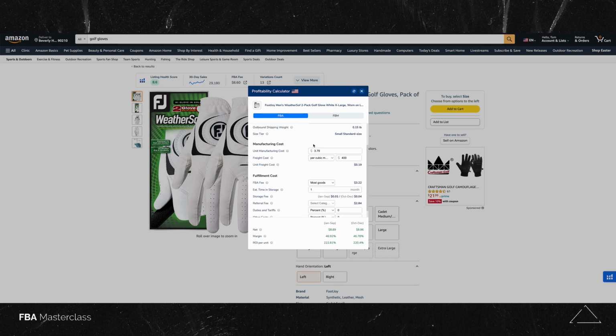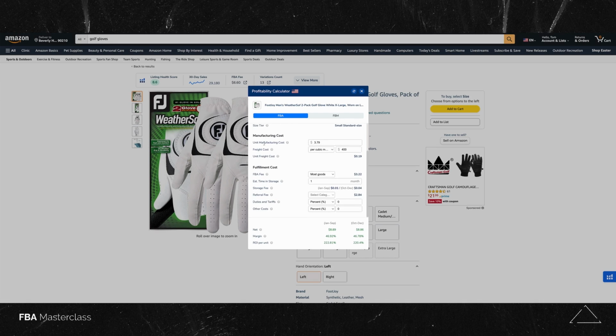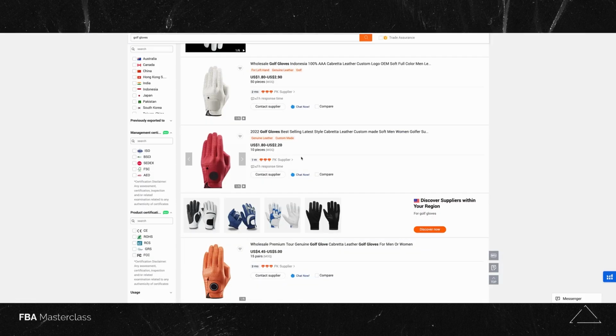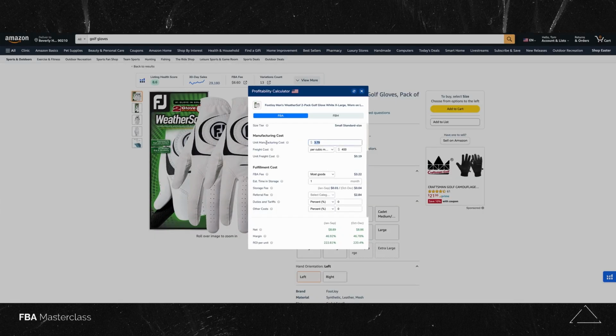And the number that we want to kind of manipulate around here is this unit manufacturing cost, right? So right now, Helium 10 is pulling data from Alibaba, thinking that this might cost $3.79. But we saw earlier that it might only cost $1.80. So what that means is, if we can get this $2 product for $2, then we can have an even more amazing margin, more amazing ROI, selling the product at $19.